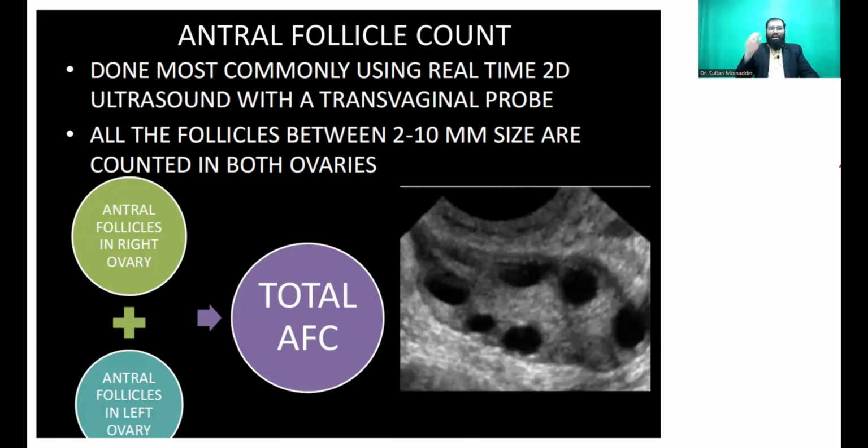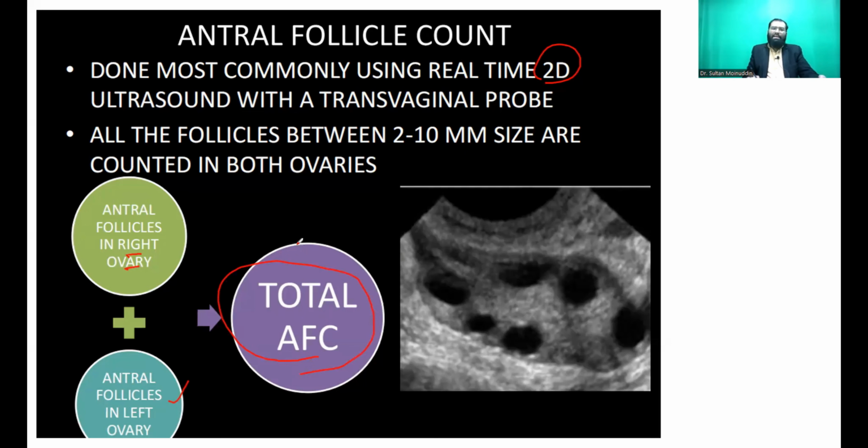So now the antral follicle count must commonly be done. It is usually done using a 2D probe. Now there are 3D softwares also, but it doesn't make much difference. Basically you sweep through the ovary and count how many follicles are there. Then you add the total antral follicles in the right ovary and the left ovary, and that gives the total AFC, that is antral follicle count.